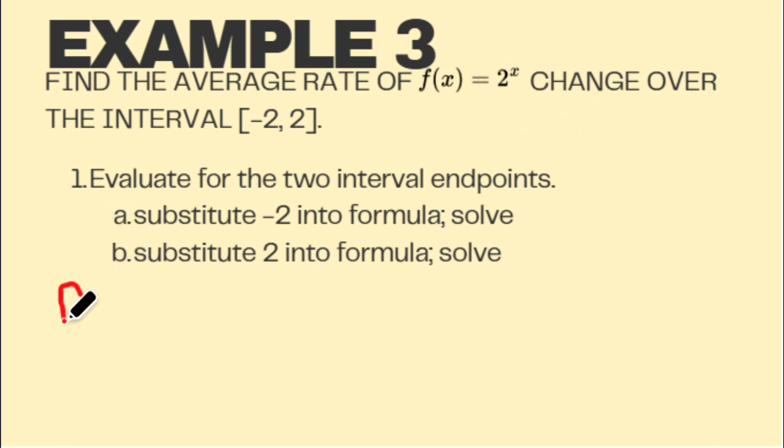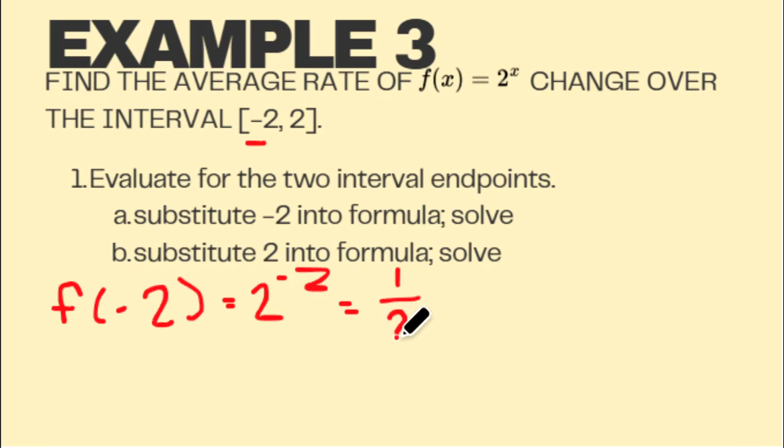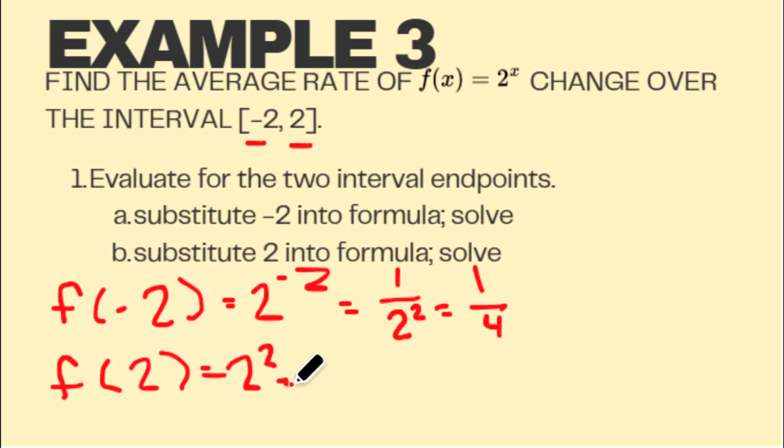So we're going to say f of -2, because that's our first point right here, is equal to 2 raised to the power of -2. Now, if you remember our exponent rules, if we have a negative exponent, we need to change it into a fraction. So it becomes 1 over 2 raised to a positive 2, which then becomes 1 over 4. So our first one is 1/4, and then we're going to substitute this second number, 2, into the formula. So we have f of 2 is equal to 2 squared, which is equal to 4.